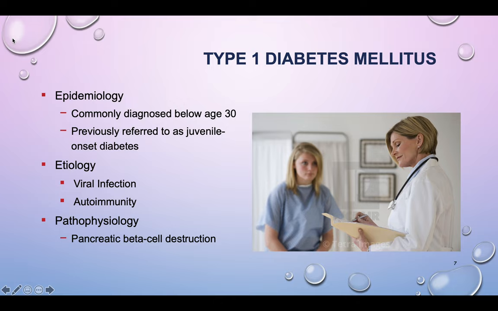And then now we're going to talk about type 1 diabetes, commonly diagnosed below age 30. So remember, it used to be that we called it juvenile onset of diabetes. We don't call it that anymore. They just now call it type 1 or type 2. And the reason for that is people can be older now and get type 1.